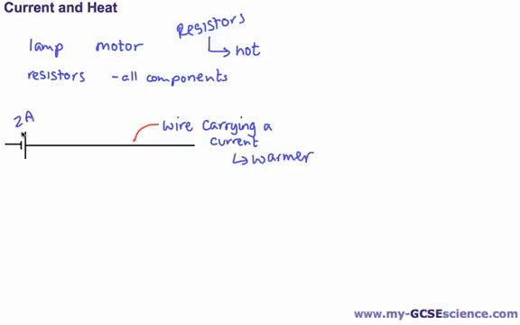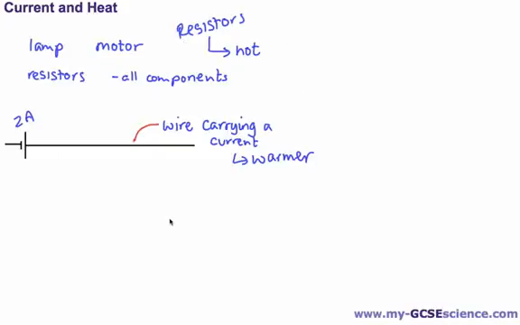So if I have, say, 2 amps flowing through this wire here, it's going to get slightly warmer. If I make this into a thinner wire, it will get warmer still, and if the wire is thicker, then it won't get as warm. And that's all down to the amount of resistance offered to that current.